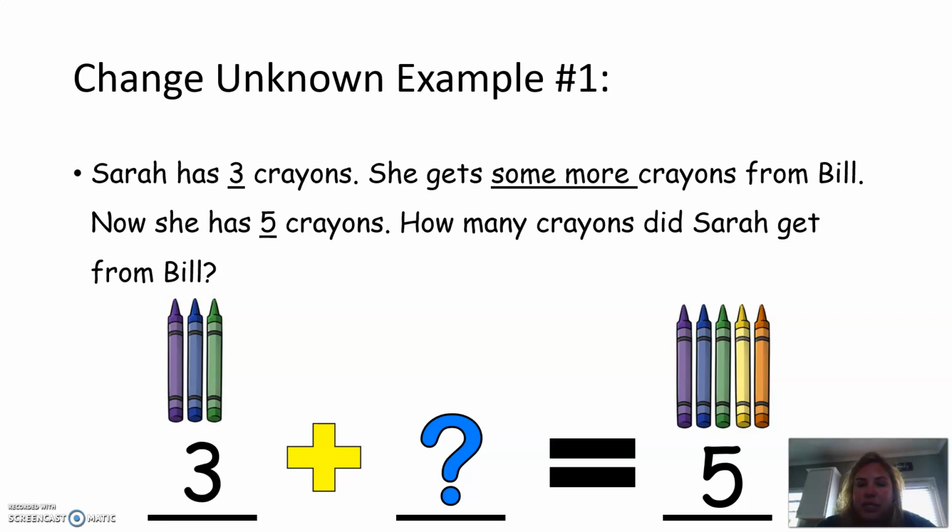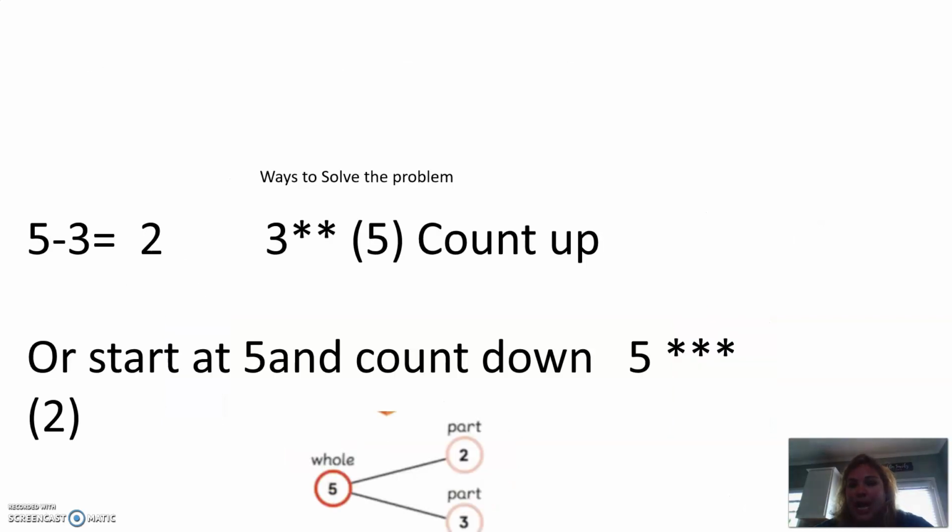So I want you to just think about that, share your answer out. How are you going to solve for that missing part, okay? All right, so here are some strategies I just kind of put up at the top right here. You could do that subtraction: 5 minus 3 equals 2. And if you said 3 plus 2 equals 5, that's correct.